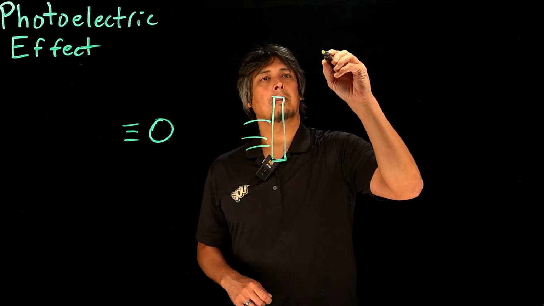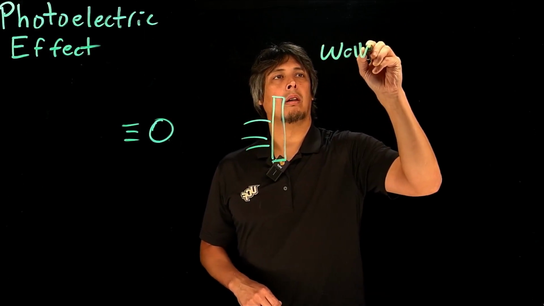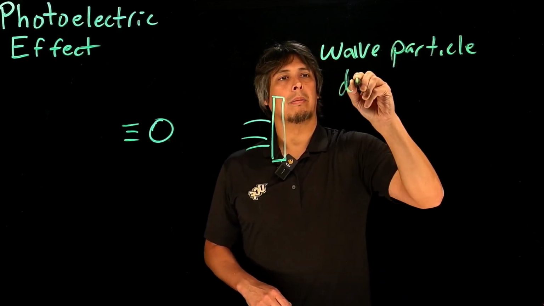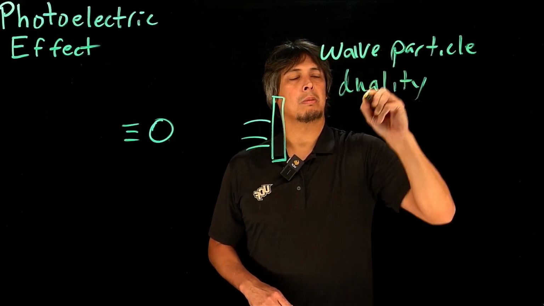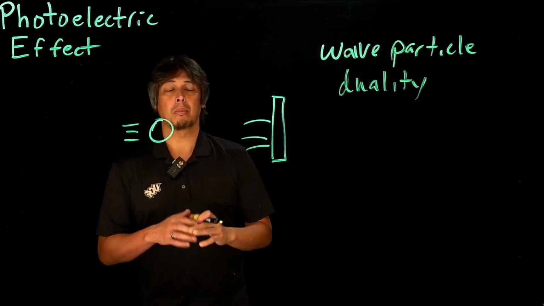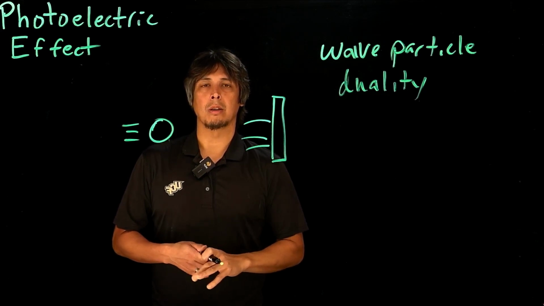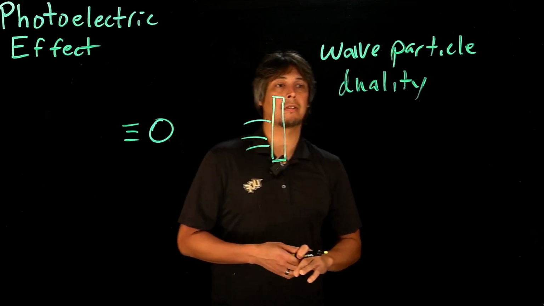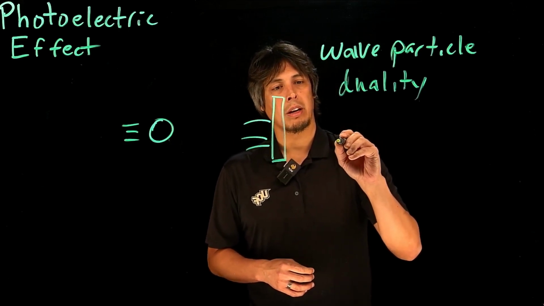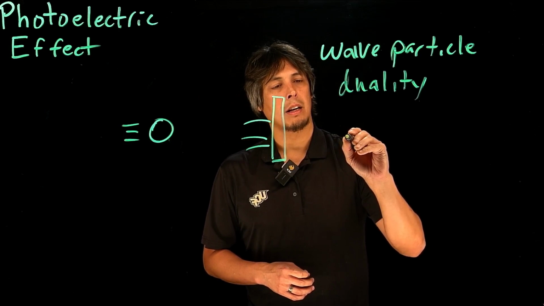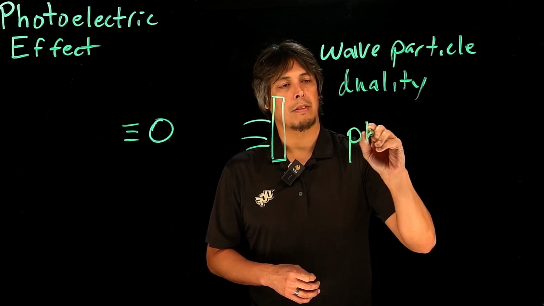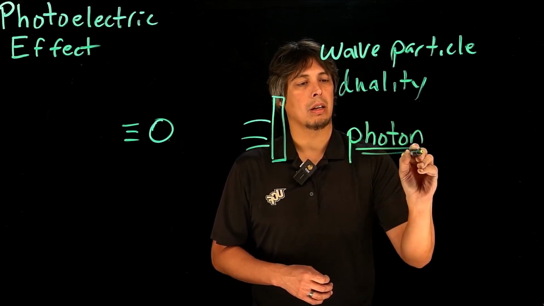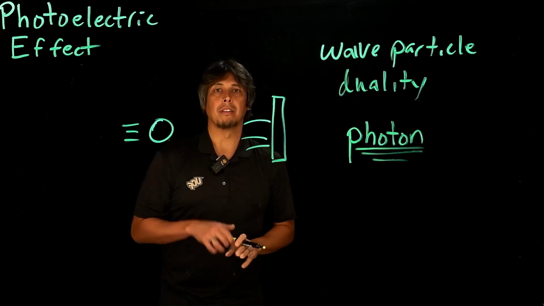And so this brings up the idea of wave-particle duality, where depending on the experiment, light might exhibit properties of a wave, such as interference, or properties of a particle, such as the photoelectric effect. The name for a quote-unquote particle of light is a photon. This is what we use as our discrete unit of light.